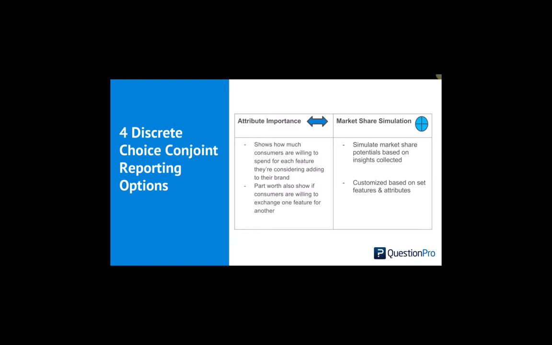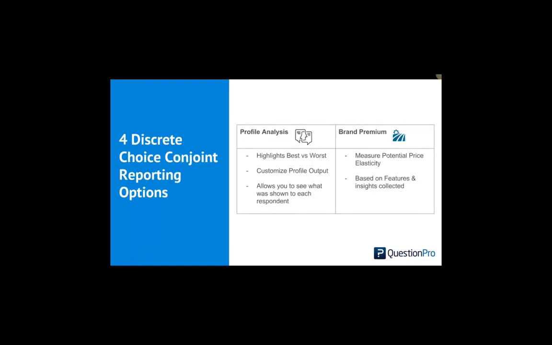Is price going to be that elastic, or are the other attributes going to be that? The other one is market share simulation. What this does is it allows you to simulate market share potentials based on the conjoint data that was collected. And then it will customize it based on the features and attributes that you had pre-programmed. And we'll walk through and show you all this in terms of what that would look like here shortly.